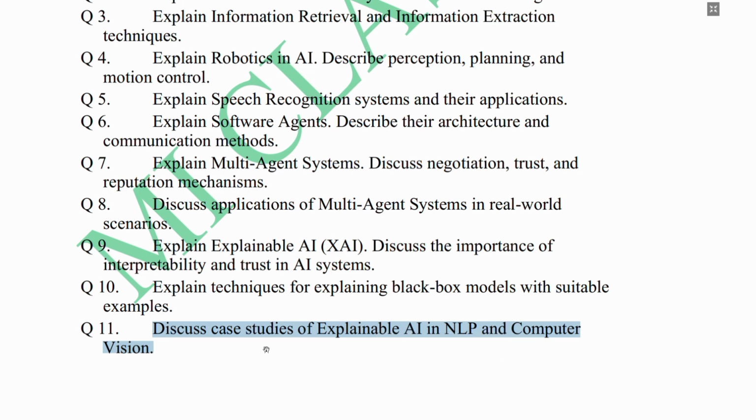I hope you have understood the most important questions for the AKTU examination, which are very useful for your AKTU examination.